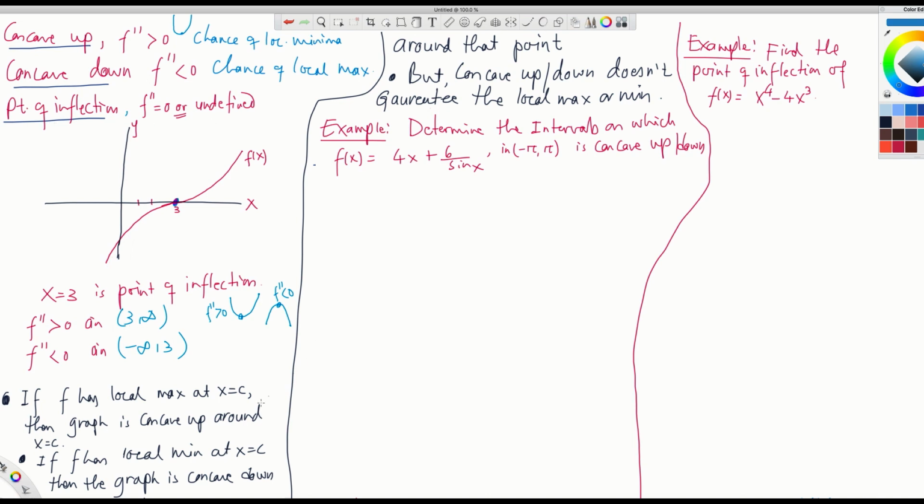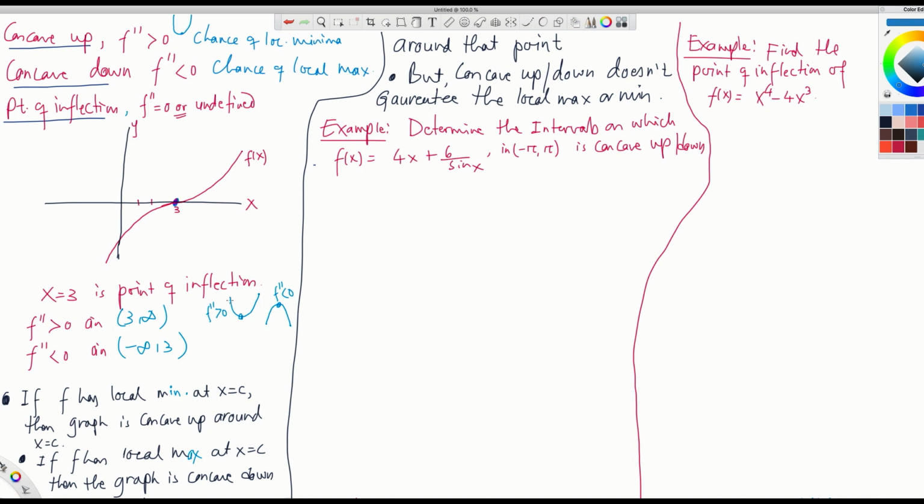Okay, so let us look at this. What is the relationship between concave up or down and local max, local min? That's what we are going to talk about here. If f has a local maximum at x equals c... When f has a local minimum at x equals c, then the graph is concave upward.